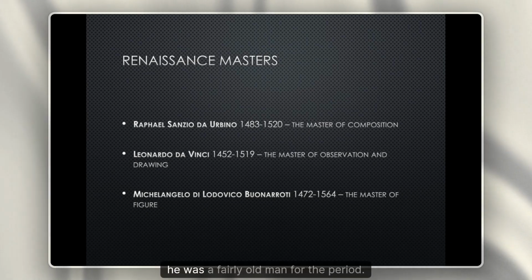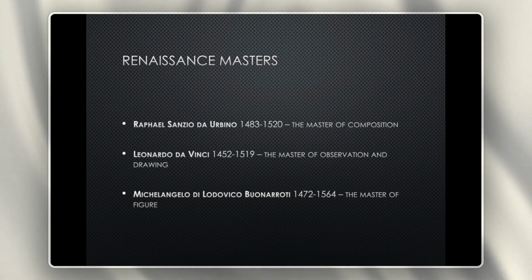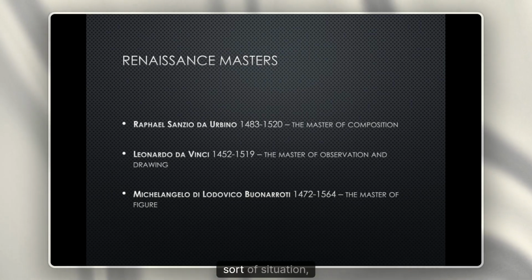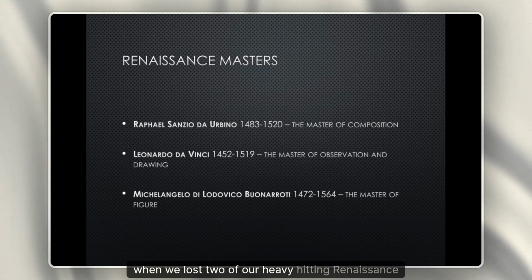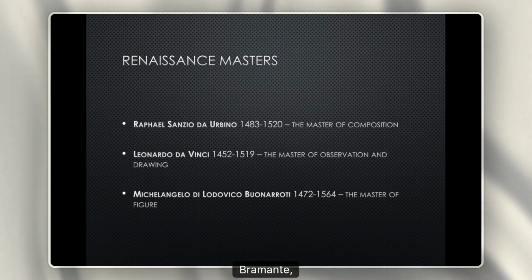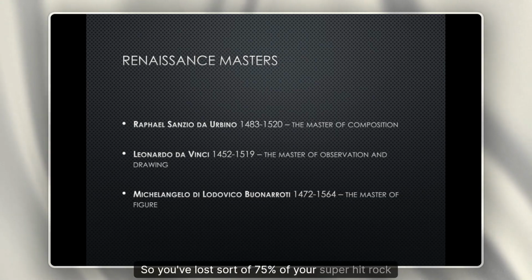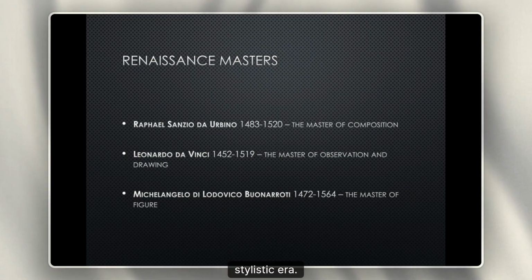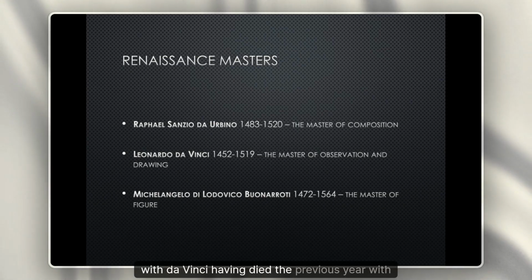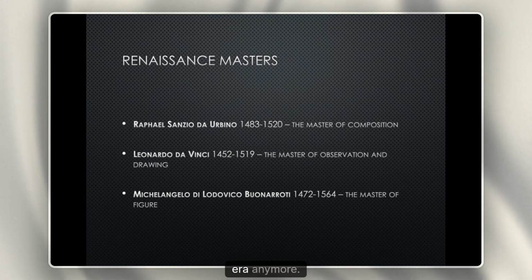Leonardo da Vinci, he was a fairly old man for the period. Almost made it to 70. What are we, 68, 67? He also died in 1519. So we've kind of got that day the music died sort of situation, when we lost two of our heavy-hitting Renaissance masters. I will also point out the master architect of the period, Bramante. He was dead by 1520 as well. So you've lost sort of 75% of your super hit rock stars of the stylistic era. It's over in 1520. With the death of Raphael, with Da Vinci having died the previous year, with Bramante being dead, we've lost too many rock stars to really consider it their era anymore.